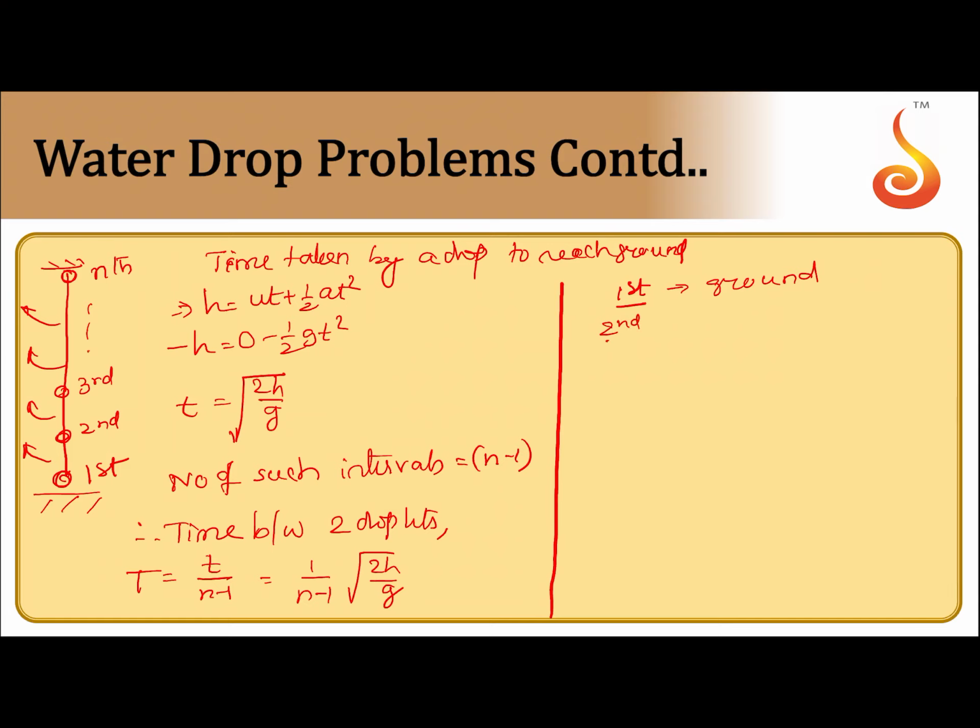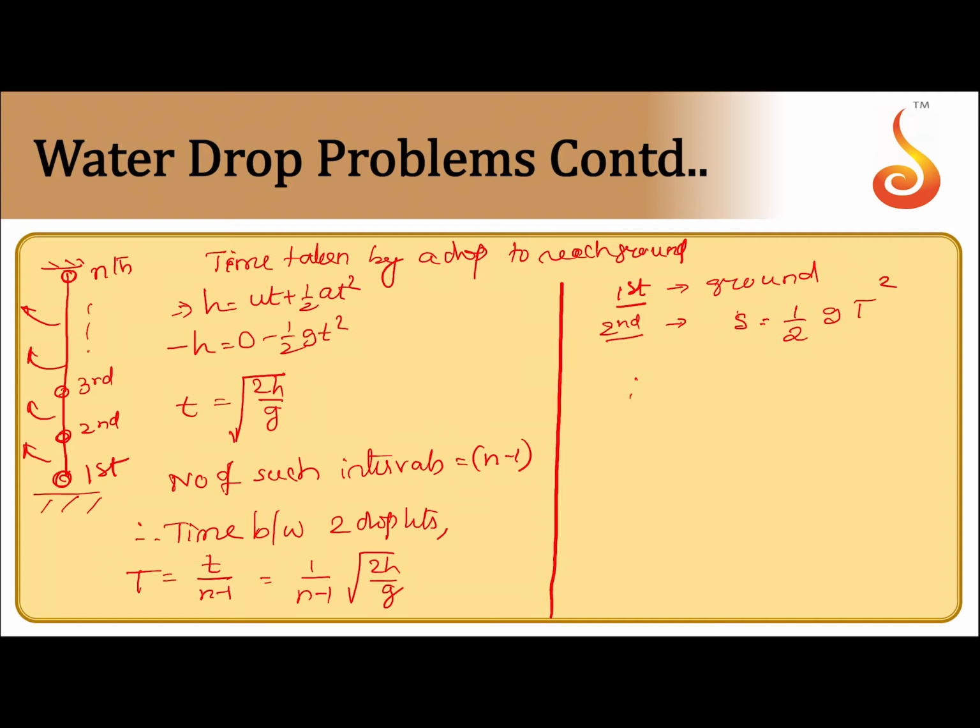And where is the second droplet? It would have traveled for a time t. So, this is going to be s is equal to half gt square.